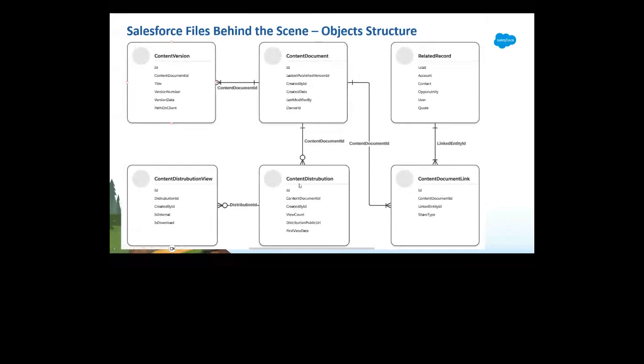Then this content distribution represents the sharing and the distribution of the content of the file whenever you share a file externally outside of Salesforce through generating public links. So anybody can click on the public link and they can access the file. This content distribution view is also a child of the content distribution. Content distribution is a direct child of the content document. So content document is the parent of all, you could say. So content distribution view is a grandchild of this content document, and content distribution is the direct child.